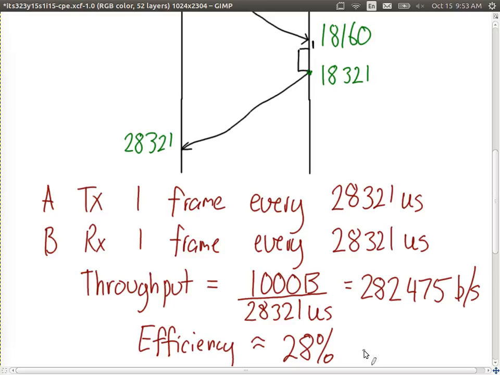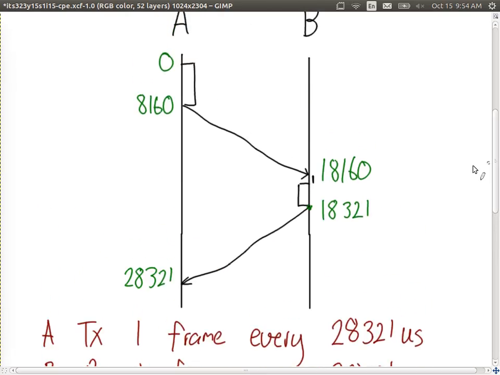And that's a problem with stop and wait flow control. In some scenarios, it can be very, very inefficient. Here we've got a link, but we're only using it less than a third of the time to deliver our data. You can see in the picture, A transmits data for about 8,000 microseconds. Then it waits for around 20,000 microseconds for the ACK to come back. So it spends a lot of time not sending anything, and that's why it's inefficient. In general, it's due to the fact that the propagation delay is much larger than the transmission delay.